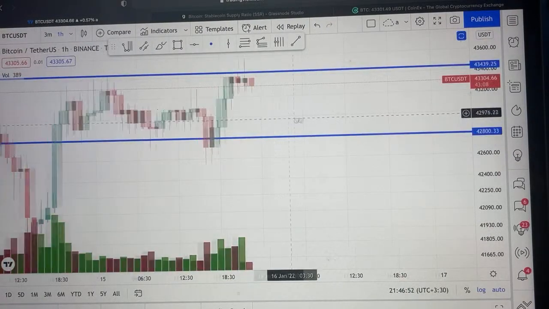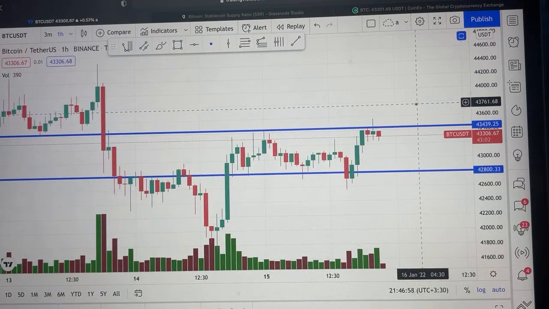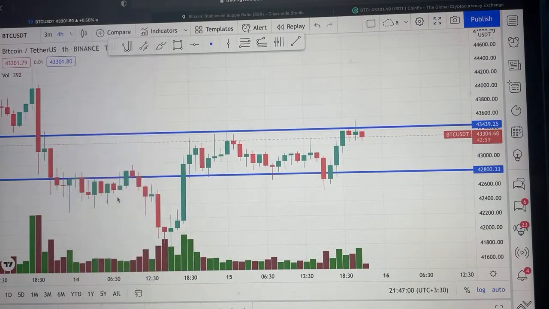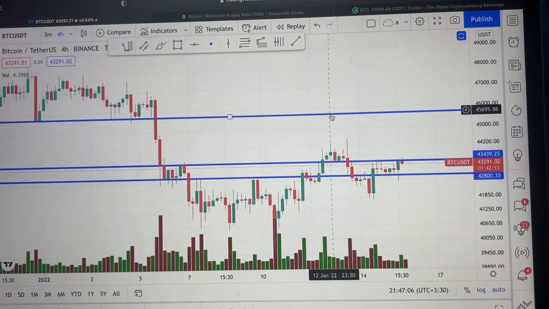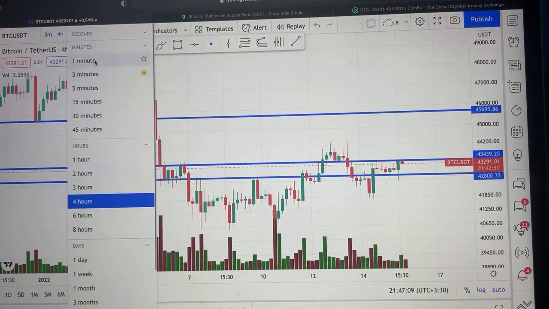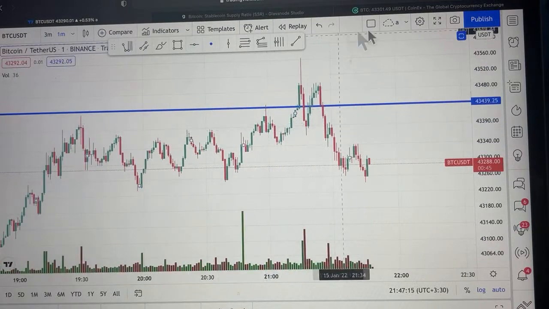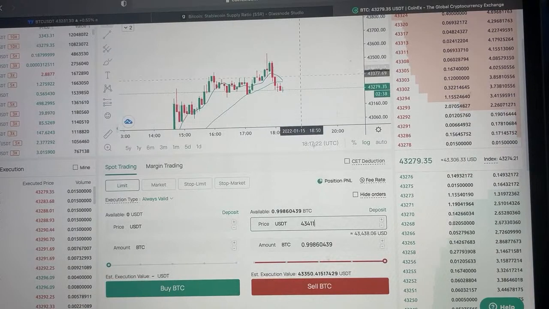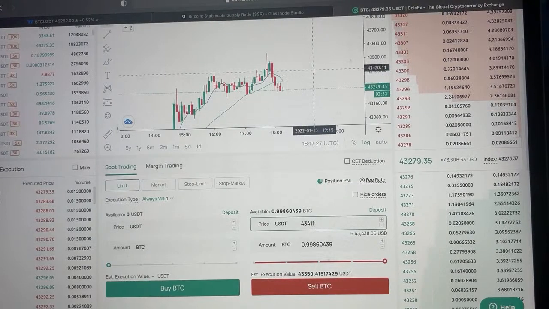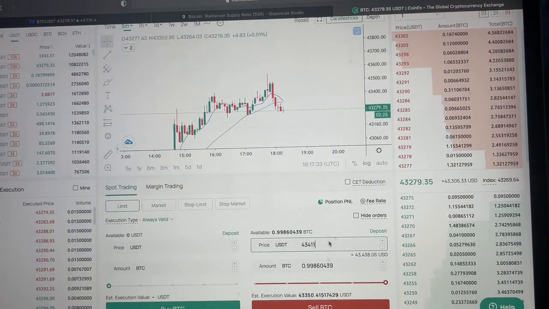Let's check the 1 hour time frame. Hmm, 4 hour time frame. One minute time frame. Yeah, this level is good. I'm going to set my sell Bitcoin on this level. Guys, this live is not financial advice, and I'm just trading for my own. I'm not recommending you to do anything.